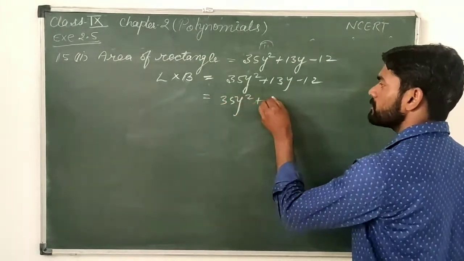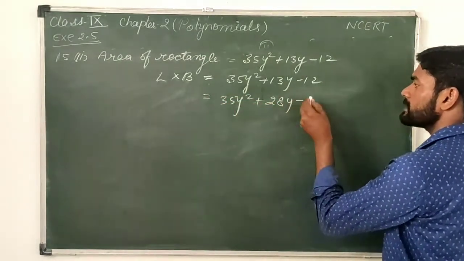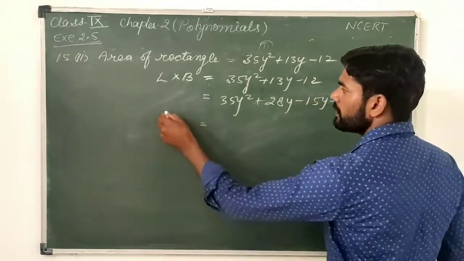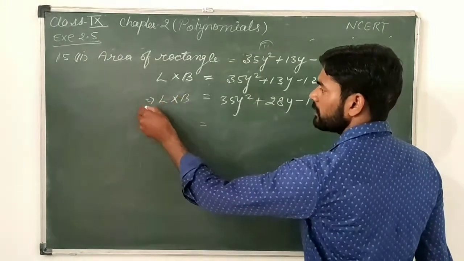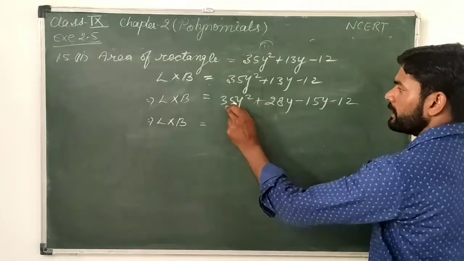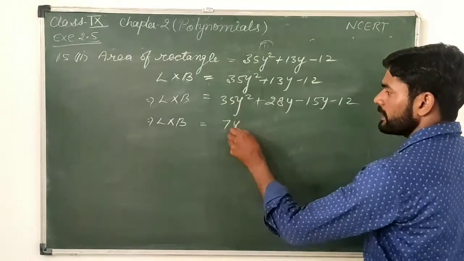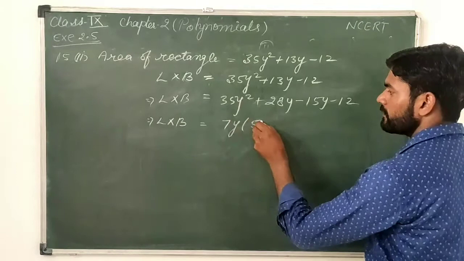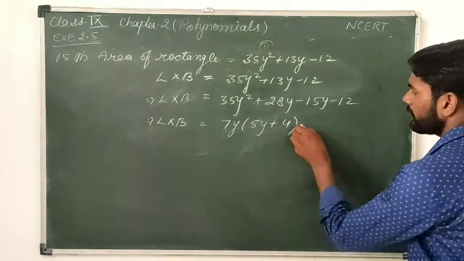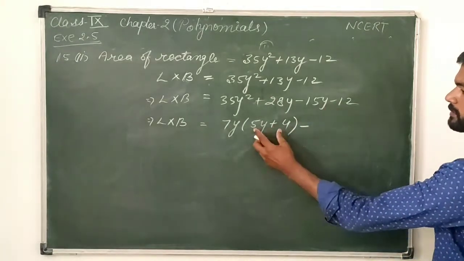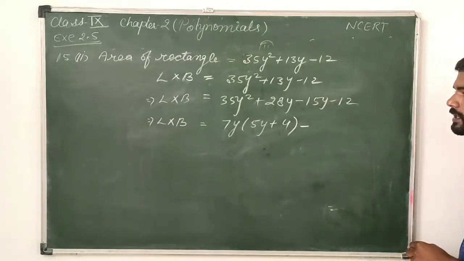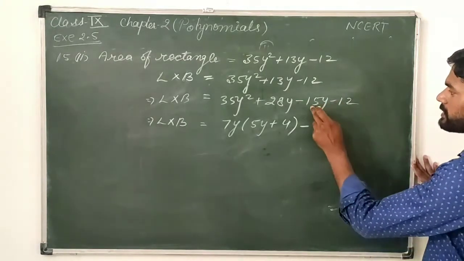35y square plus 28y minus 15y minus 12. 7 is common in both, and y also. 7y. 7 5s are 35, and y plus 7 4s are 28, y has gone already. Now we will also take minus common, because we need the values positive, and minus is available for these both terms, so we can take it out.